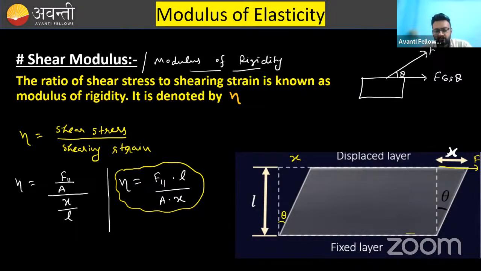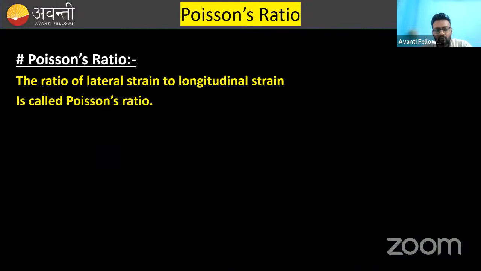After that, I can move further. There is one more thing. This is Poisson's ratio. What is Poisson's ratio? Don't go with the definition actually. We will go with the definition later on. First of all, let's think about one thing.